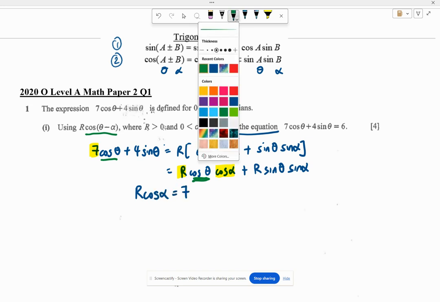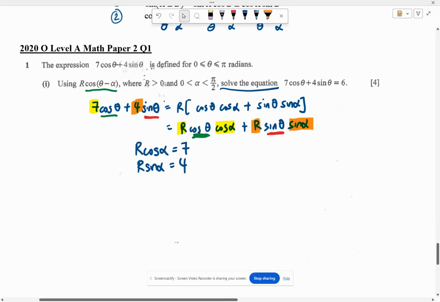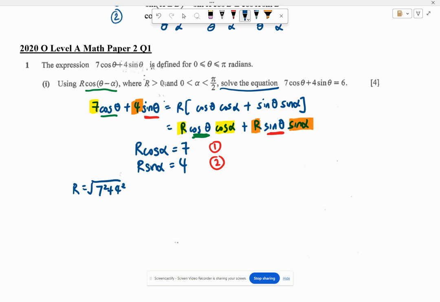right? Then let me underline in red the sine theta. I got sine theta here on the second term on the left and right. And can you observe that 4 equals to r sine alpha? So I write this way, r sine alpha equals to 4. So I have these two equations, equation 1 and equation 2. So can I find my r? And for standard, r is always square root 7 square plus 4 square. And I have square root 65.